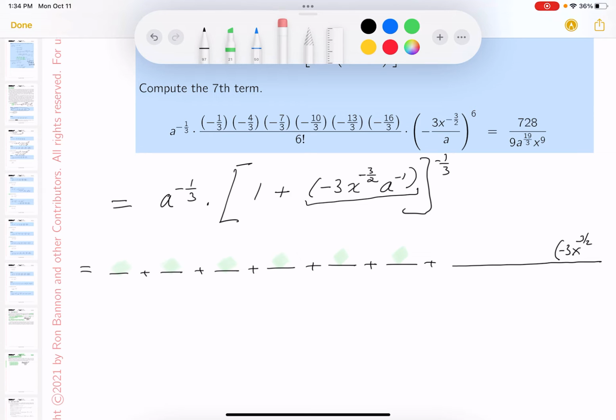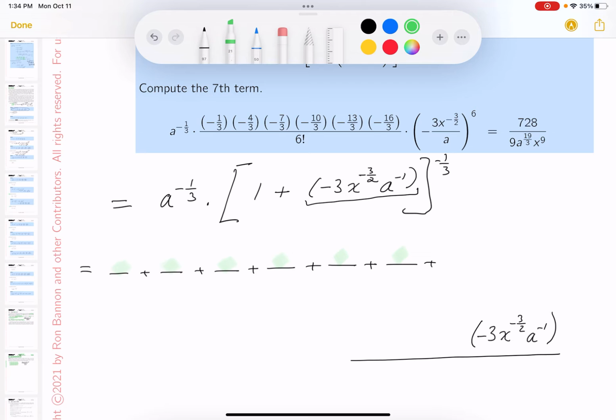I know I'm running out of room here. I'll just put a long thing here. And this is going to be this term over here. So it's going to be minus 3x to the minus 3/2 A to the minus 1. I want to remind what I did before. 0, 1, 2, 3, 4, 5. We're on 6.